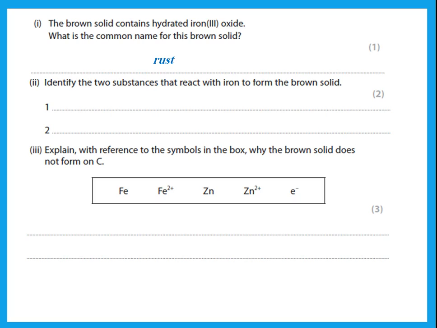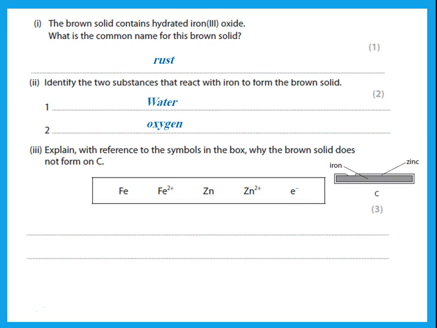Identify the 2 substances that react with iron to form the brown solid. We said iron needs to react with what in order to rust? Water and oxygen. Now explain with reference to the symbols in the box why the brown solid does not form on C. Now which one was C? C was the one that was covered with zinc, but a little piece of the zinc is removed, so a little piece of the iron is exposed. But we still said that when a little piece of the iron is exposed, it will not rust so long as it's in contact with some zinc.